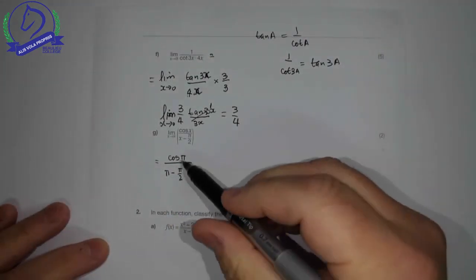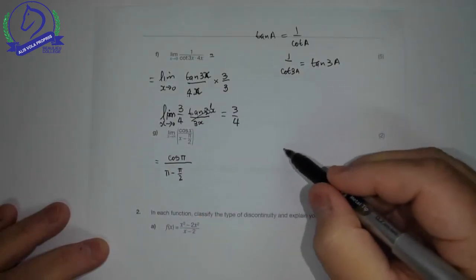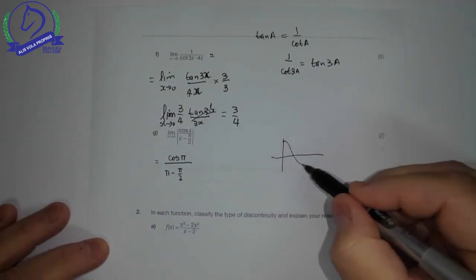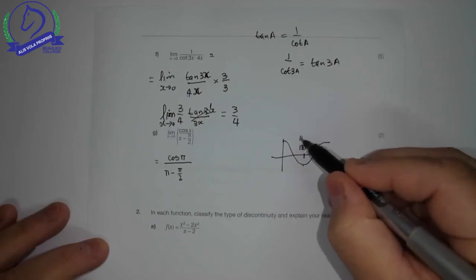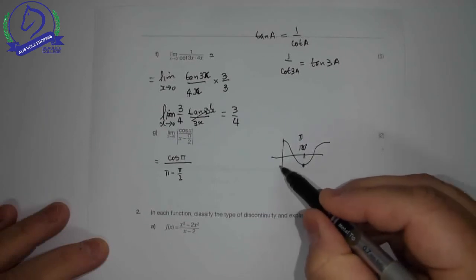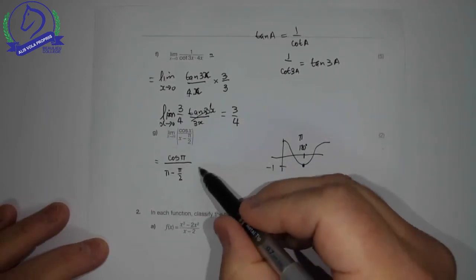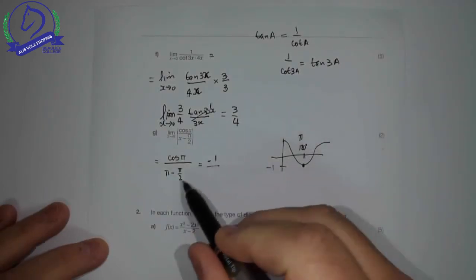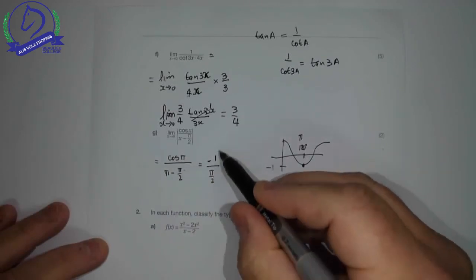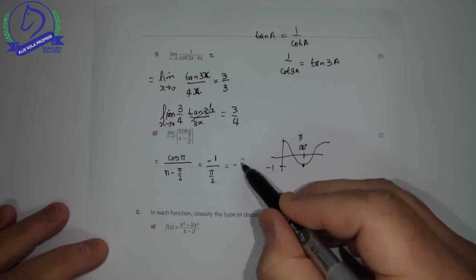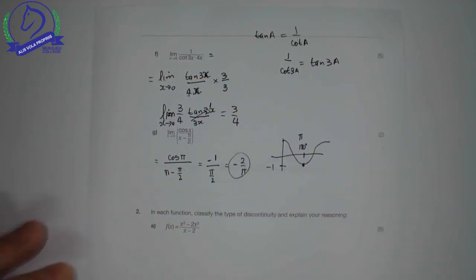And if I was to calculate that out, remember that pi is 180 degrees, so if I draw the function cos, at 180 degrees, which is equivalent to pi, the function has a value of -1. So the cos of pi is equal to -1, and pi minus pi over 2 is equal to pi over 2, and when you divide that fraction, that gives you -2 over pi. Okay, it's just the basics of limits that you have to know, and these are the answers to the worksheet from last week.